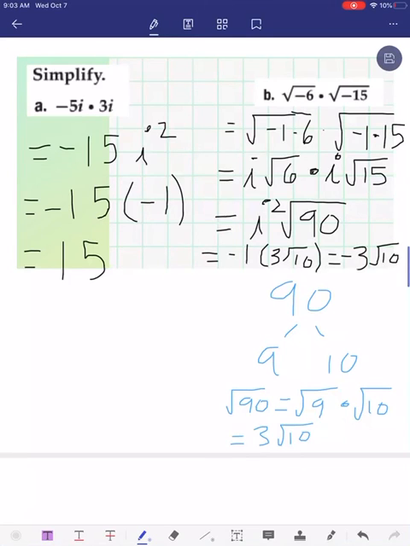Now, like I said, it's important that we do this first because if we notice, if I had multiplied my -6 and my -15 together first, we would have gotten a positive 90, which would have just given us a positive 3 square roots of 10. And so we would get that wrong. So what we need to do is make sure that we pull out our i's first.